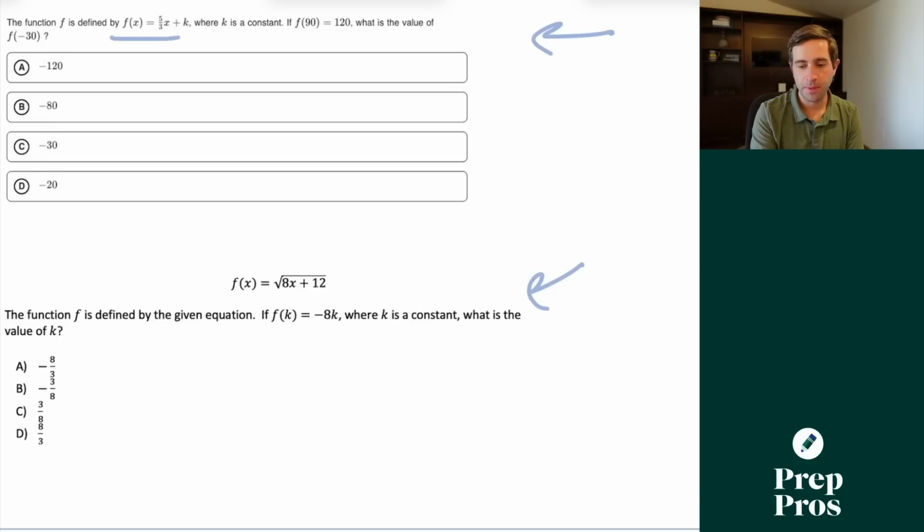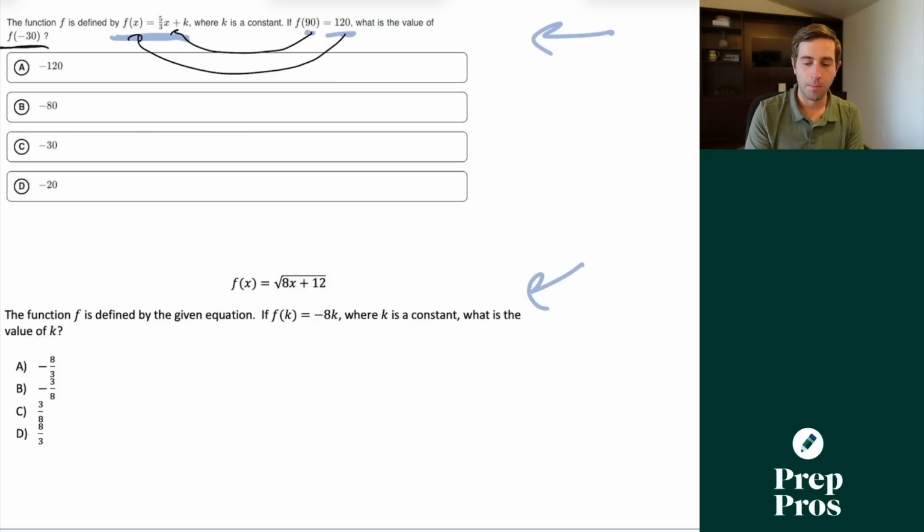So for this more basic variety here, the concept we want to understand, and we may not be quite as required to use Desmos here if you feel really comfortable with your math skills, is if we're told the function f is defined by f of x equals 5/3 x plus k, where k is a constant. If f of 90 equals 120, what is the value of f of negative 30? Well, we're simply going to solve for k by plugging in 90 for x and 120 for f of x. And once we know what k is, then we can plug in negative 30 to figure out what our answer is.